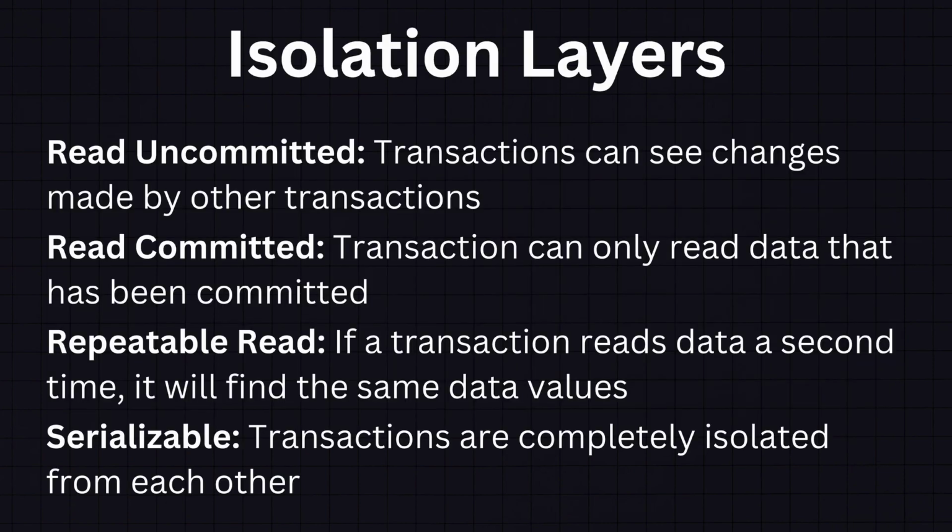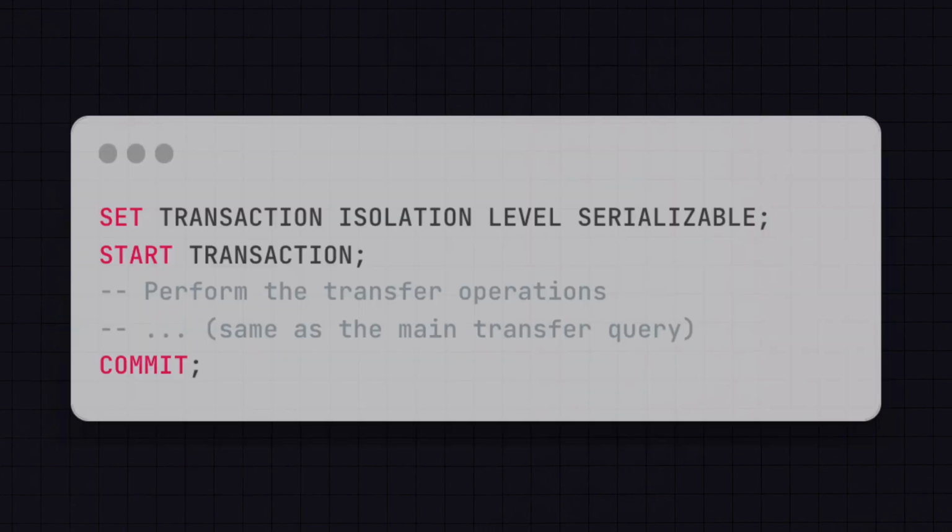It is the highest level of isolation. Here transactions are completely isolated from each other, as if they are executed serially. This will ensure complete isolation. No other transactions can interfere with the transfer process, and it prevents all concurrent issues, but it adds the cost of reduced concurrency and potential performance issues due to locking.